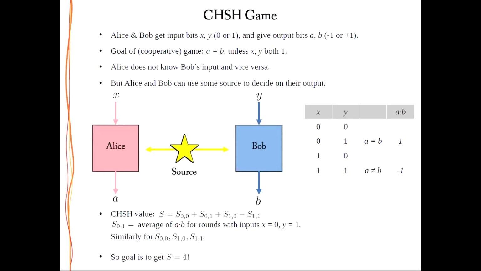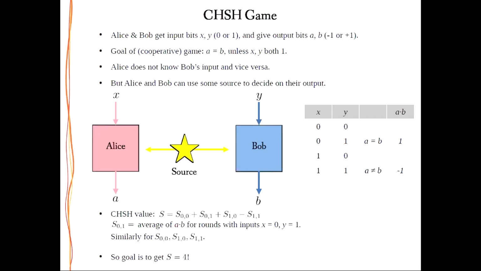So what do you think? Does anyone have an idea about some strategy to win this game? Does anyone know what happens if Alice and Bob agree to give the same answer every round? Say they agree, we'll both say 1 every round, whatever the input is. What is S going to be? -4? Wait, no. No, 3.